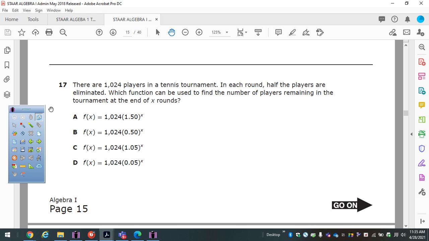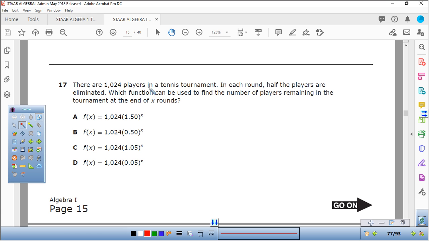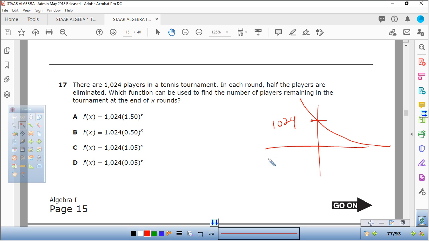Sorry about that. Okay, there are 1,024 pairs in a tournament. Each round, half of the pairs are eliminated. So you can see, guys, this is a decay. It's going down like that. Starting point, it can tell you right there. It's actually 1,024. I haven't even read the question. I can do that. It's a decay. It goes down, goes down, goes down.